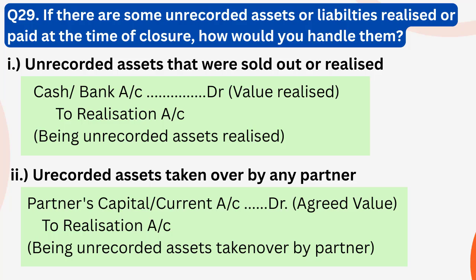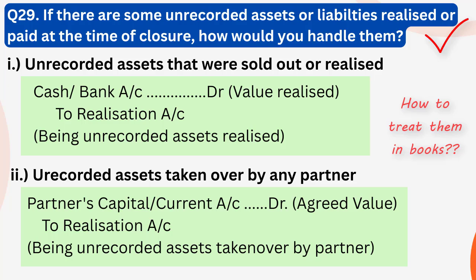Now see, many a times at the time of such closures, you realize that some assets or liabilities that you're discovering now were never actually recorded in the books. So of course you can't transfer them to the realization account. And your next question could be about handling that type of assets and liabilities. The question could be, if there are some unrecorded assets or liabilities realized or paid at the time of closure, how would you handle them? So see, the question basically is, how would you treat them in the books of accounts now?